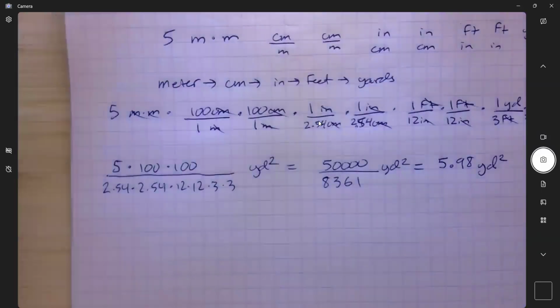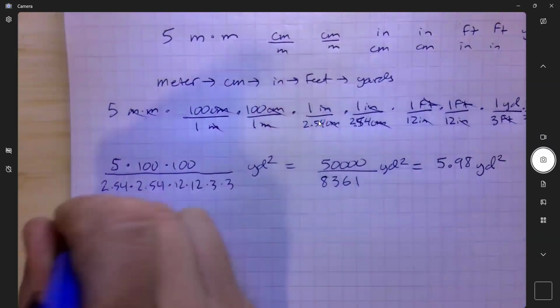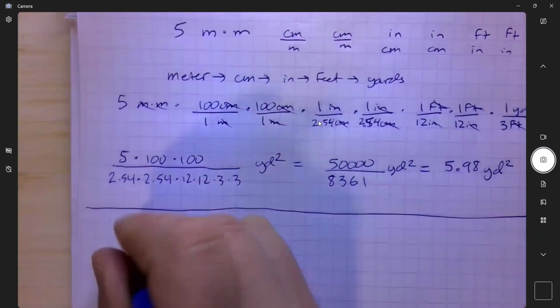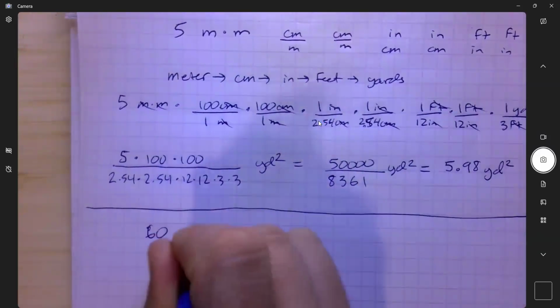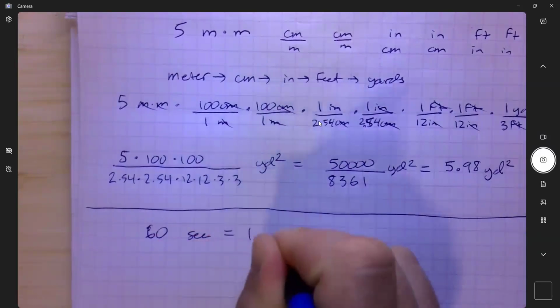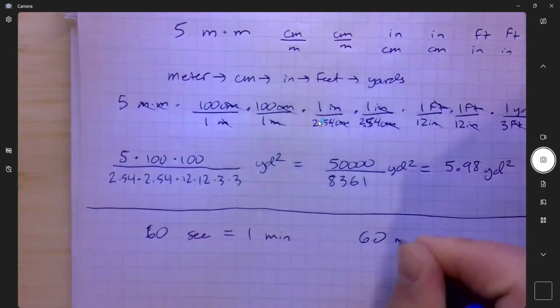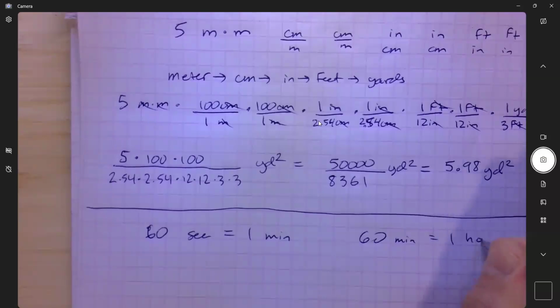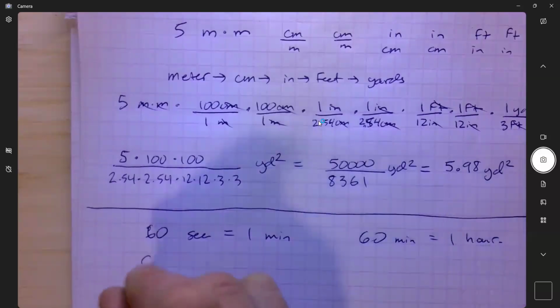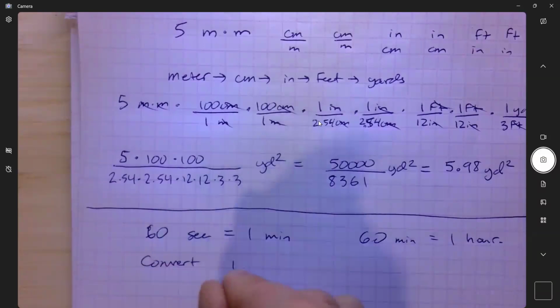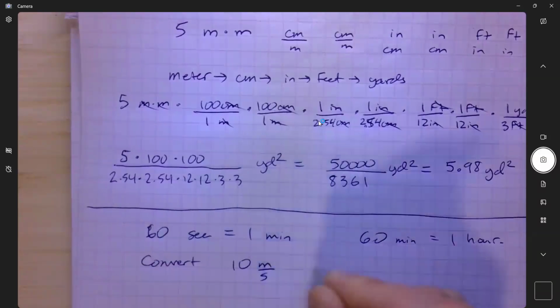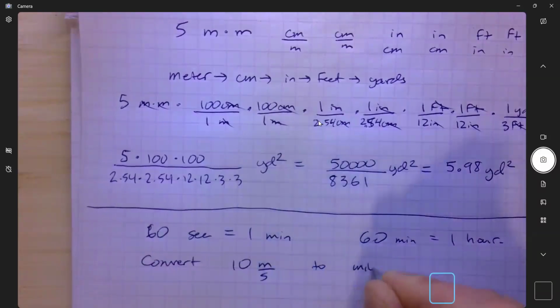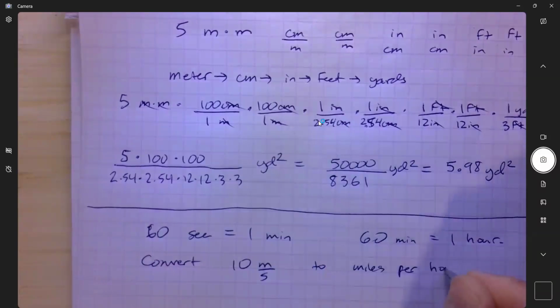We're going to say, well, it's common to go from seconds to hours. So there are 60 seconds in 1 minute and 60 minutes in 1 hour. So let's convert 10 meters per second to miles per hour.